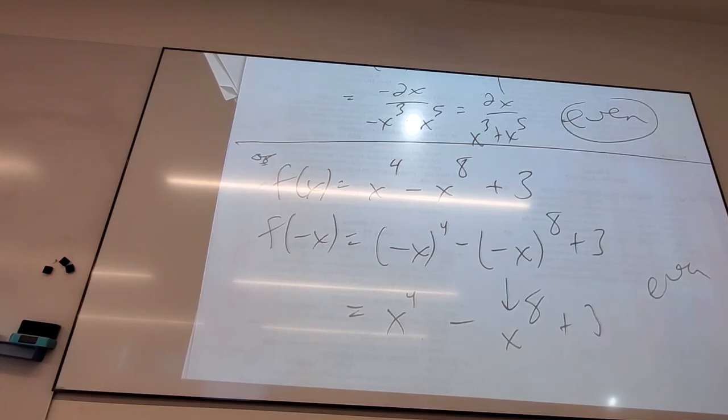Is that better? Whoever asked the question. I mean, that is it. That is all there is to even and odd. Just plug a negative x in. Do you get the same thing out? Even. Do you get the negative of the original out? Odd. Do you get neither of those? Neither.